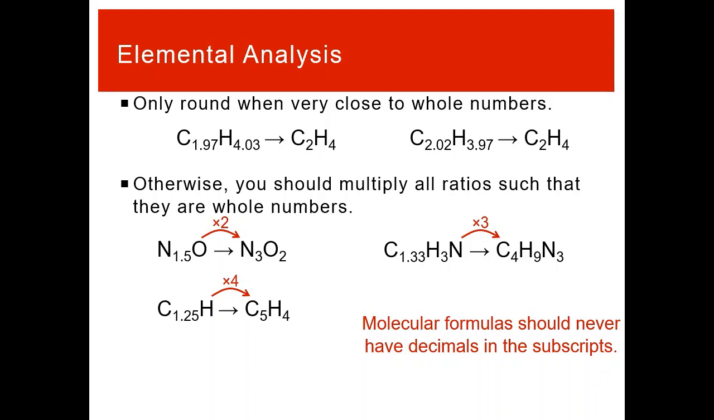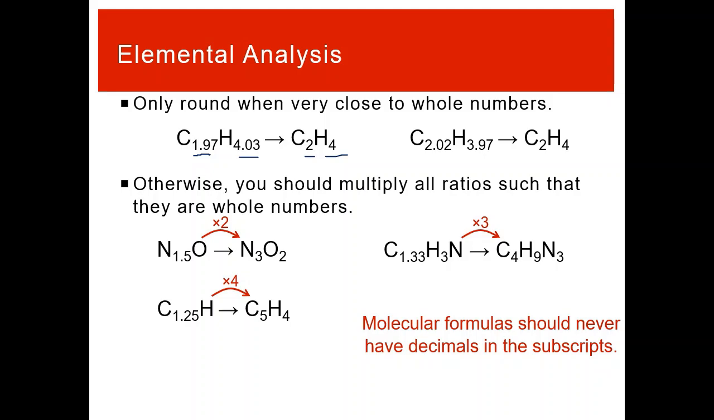But when you do this analysis, when you do that division by the smallest number of moles, you don't always end up with perfectly integer numbers. In fact, they generally are close, but not quite. And so what we want to do is round those decimal values to the closest whole numbers. But we only want to do that when they're really close. So for example, 1.97 should become 2, and 4.03 becomes 4. When you're doing that rounding, it should be a very, very small amount of rounding.